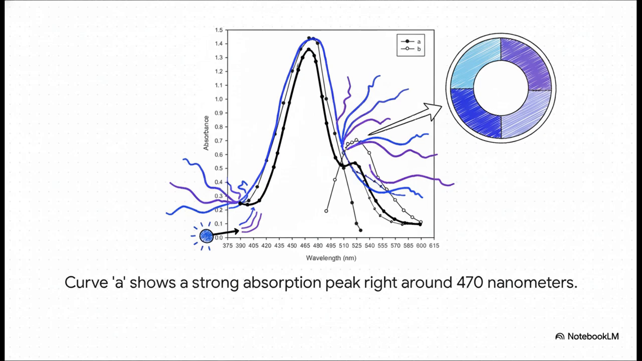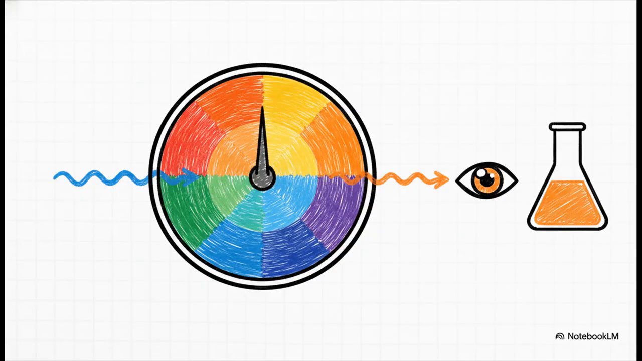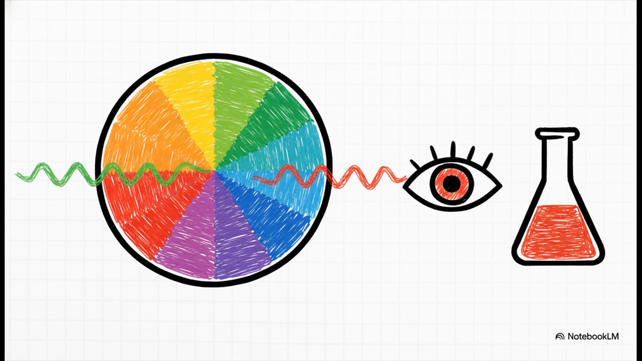Okay, let's take a look at curve A from our spectrum. See that? It has its highest peak right around 470 nanometers. Now, if you check the color wheel, that falls smack dab in the blue-violet range. So if it's absorbing blue light, what color do you think we actually see? Yep, we look right across the color wheel and we find its opposite, orange. That means the complex for curve A is orange. And we can do the exact same thing for curve B. It's absorbing light most strongly in the green region. And what's the complementary color to green? Red. So compound B is red.